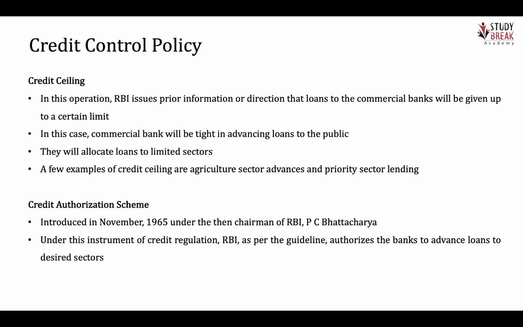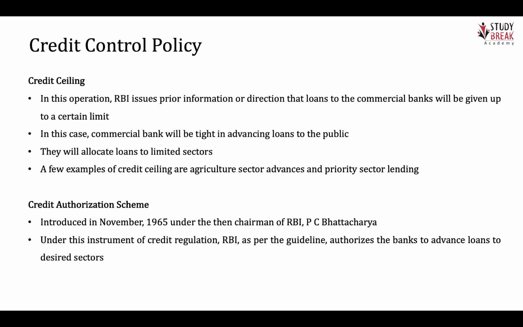So under the credit ceiling, they can only lend a certain amount of money to different sectors. Like you have credit ceilings for the agricultural sector, or the priority lending sector. In priority lending sectors, you can say for MSMEs, you can lend a lot of money, but when it comes to thin good manufacturing, you cannot lend that much money, these kinds of things.